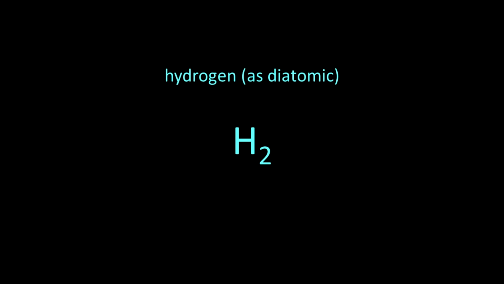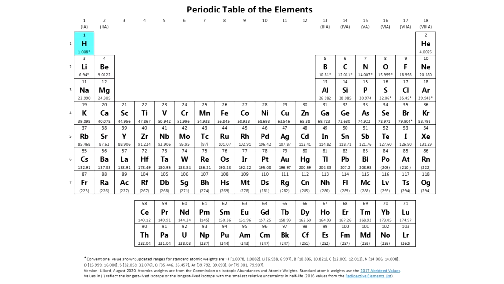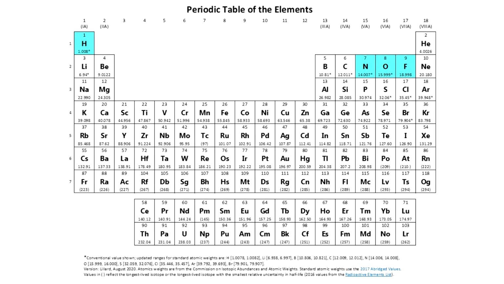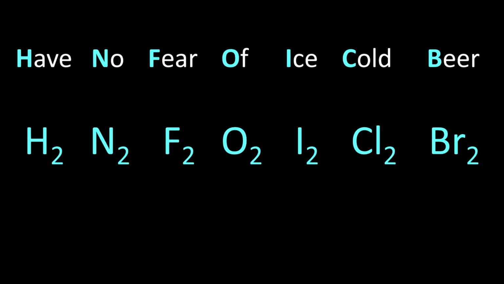If you are simply identifying an element like hydrogen from the periodic table and are not referencing its atomic or molecular form, then you would just write H without the 2. Years ago, I learned a way to remember the diatomic elements as Have No Fear Of Ice-Cold Beer. I cannot take credit for this mnemonic, as I did not invent it, but it works pretty well. Maybe you have a different way to remember the diatomic elements that works better for you. Whatever you use, once you know which 7 elements exist as diatomics, the rest of the elements are atomic.